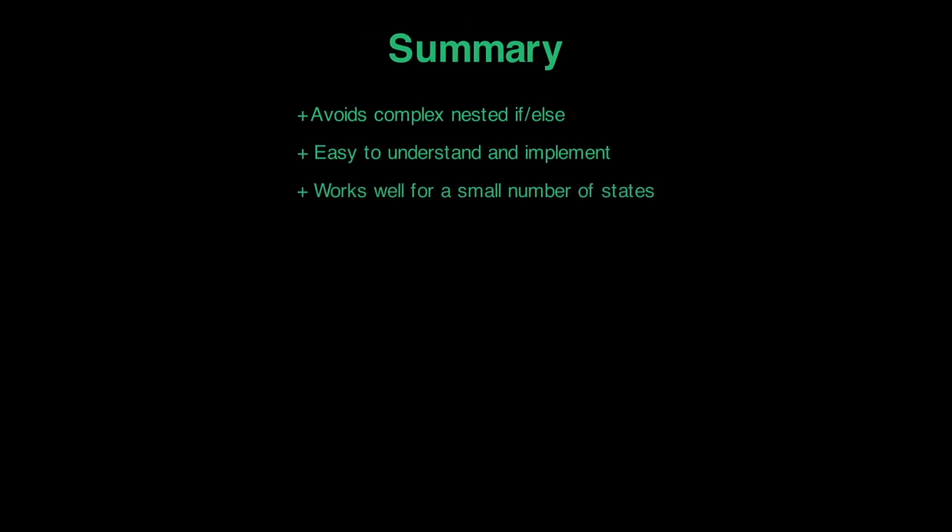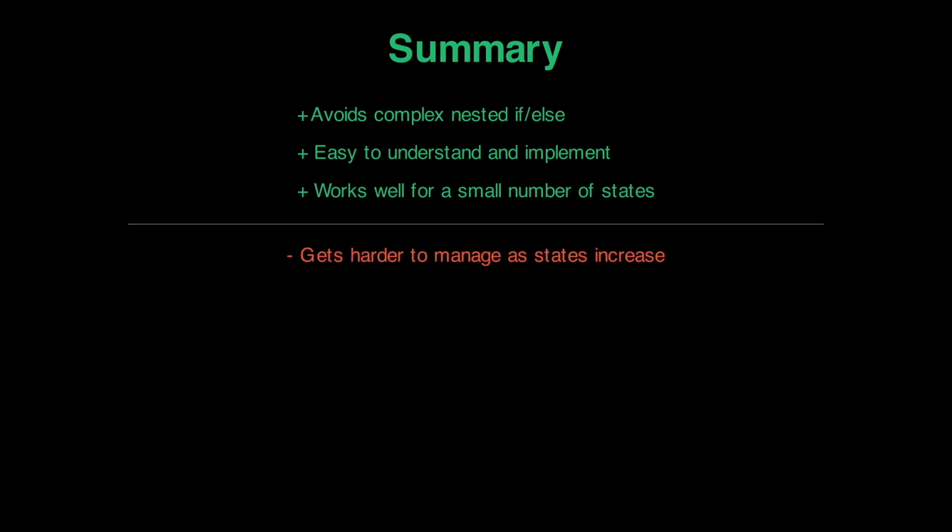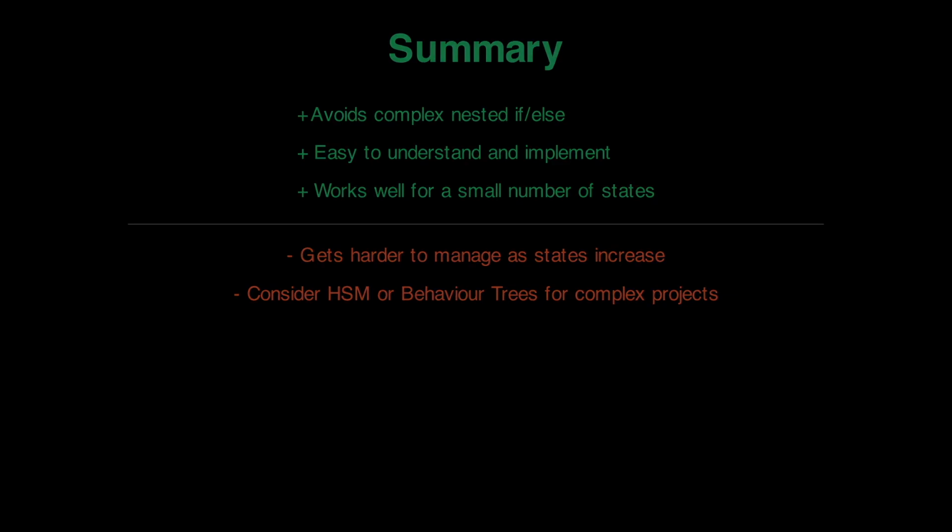To summarize, a finite state machine avoids complex if statements, is easy to understand and implement, and works well for a small number of states. However, as behavior becomes more complex and the number of states grows, FSMs can become harder to manage. In those cases, we should consider advanced systems like hierarchical state machines or behavior trees.